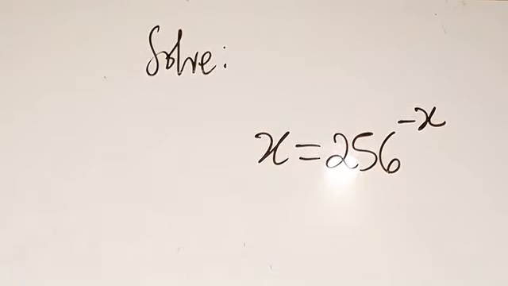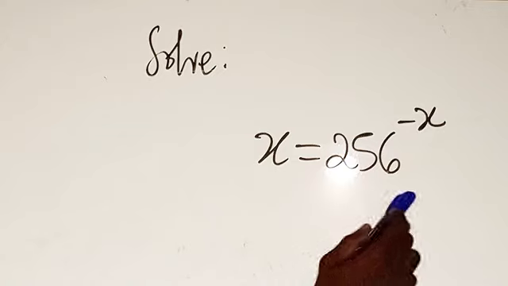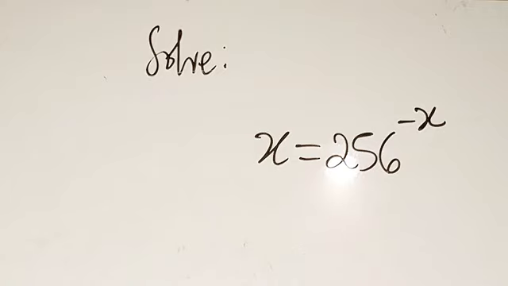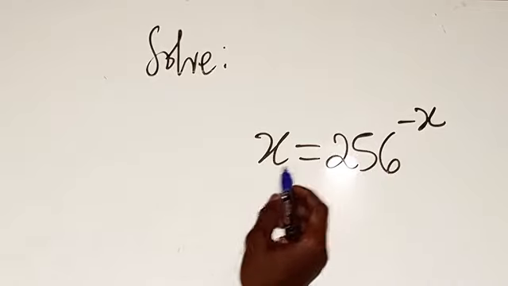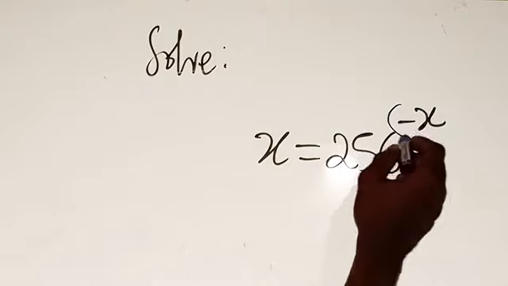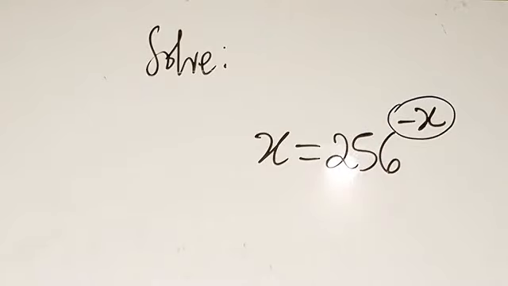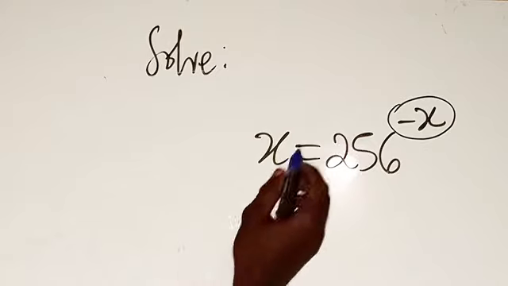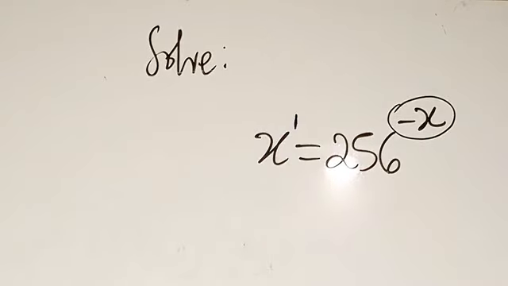Hello viewers, you're welcome. In today's tutorial we are going to be solving this beautiful exponential equation. So I would like to have x equals 256 to the power of minus x. I want to get rid of this minus x from here. So what am I going to do? And you know that here we are having this power of x here to be 1.